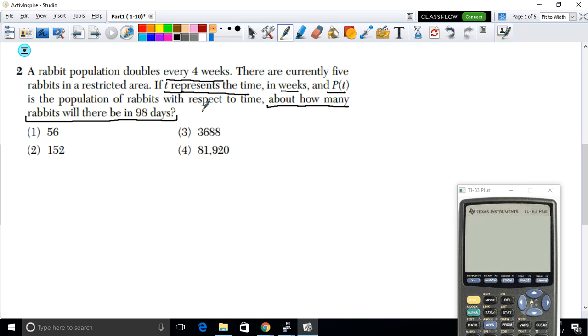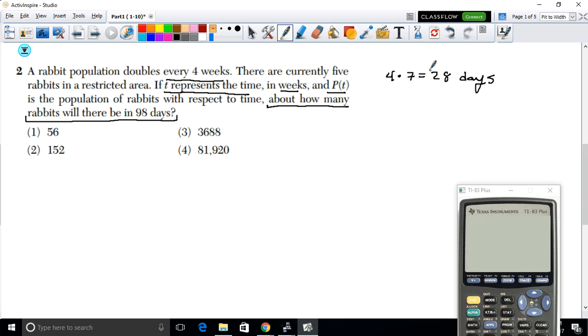Well, look at what's going on here. We know that a rabbit population doubles every 4 weeks, but we're interested in 98 days. So there's a conflict of units there. Let's see, how can we represent 4 weeks in days? Well, we know that in every week there's 7 days. So 4 times 7 is going to give me 28. That means that in 4 weeks, there are 28 days. All we did was convert 4 weeks into days, right? That's about it.